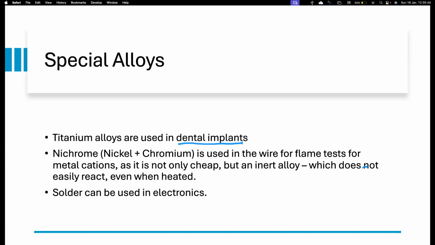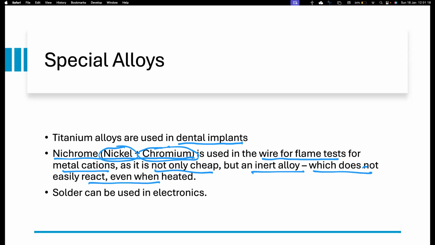Then, some of you may have studied this at GCSE or on other academic boards: nichrome. Nichrome consists of nickel and chromium, as you might be aware. This is typically used in the wire for the flame tests for metal cations. Why do we use this here? It is not only cheap, it is chemically inert as an alloy and does not easily react even at higher temperatures.